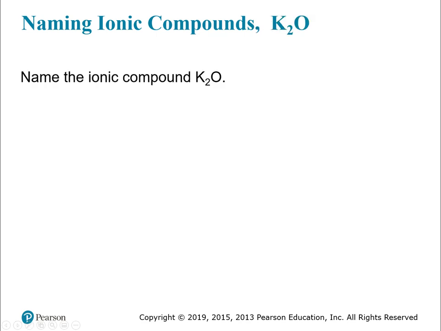Let's do some practice. We have an ionic compound here, K2O. First thing we do is identify what metal this is. It's potassium. Then you ask yourself, is this a transition metal, which I abbreviate TM, or nah? In this case, it's nah. Potassium is in group 1A, regular old representative element, so we don't need to use a Roman numeral.